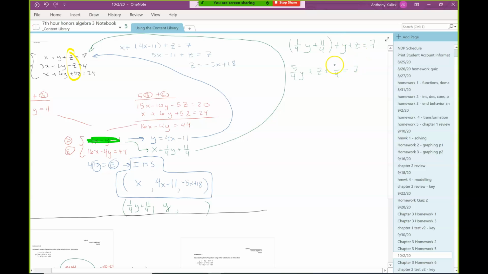And then I'm going to subtract 11/4 from both sides. To subtract 11/4 from 7, I need a common denominator, which would be 4. So 7 is really like 28/4. And when I subtract 11/4 from that, that would give me 17/4. And then I'll subtract the 5/4 y onto the other side to get the z by itself. And so that is my last component in my parametric solution.